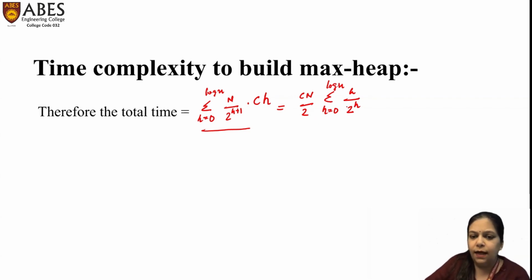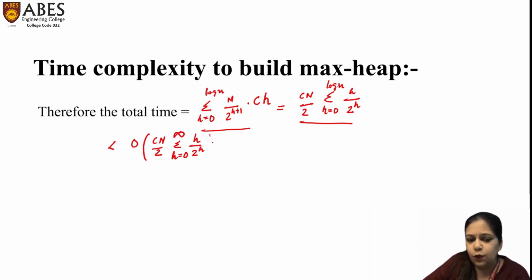Now, we can say that this value is always less than O of Cn by 2 times summation of h equals 0 to infinity, h upon 2 raised to the power h. This is always going to be less than this value. Why? Because now the number of levels, the height of the tree, we are tending it to infinity. So definitely this value will be bigger.